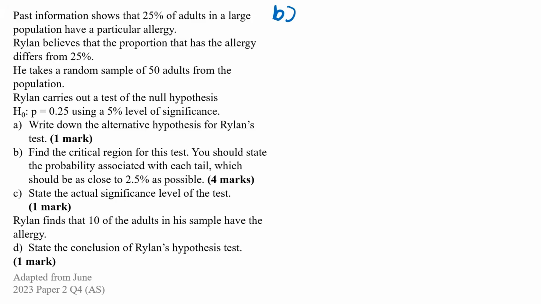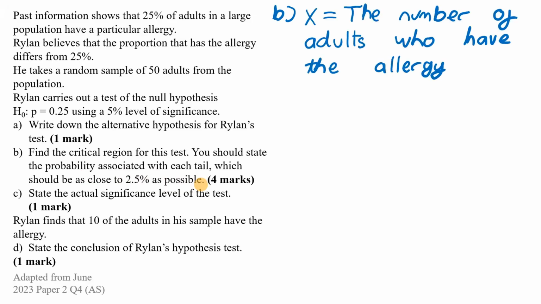You should state the probability associated with each tail, which should be as close to 2.5% as possible. So this part about it being as close to 2.5% as possible, we're going to ignore this for now. We'll come back to this later. Let's start with finding the binomial distribution. So let's say that x is equal to the number of adults who have the allergy. So we're going to say that x can be modelled using a binomial distribution.